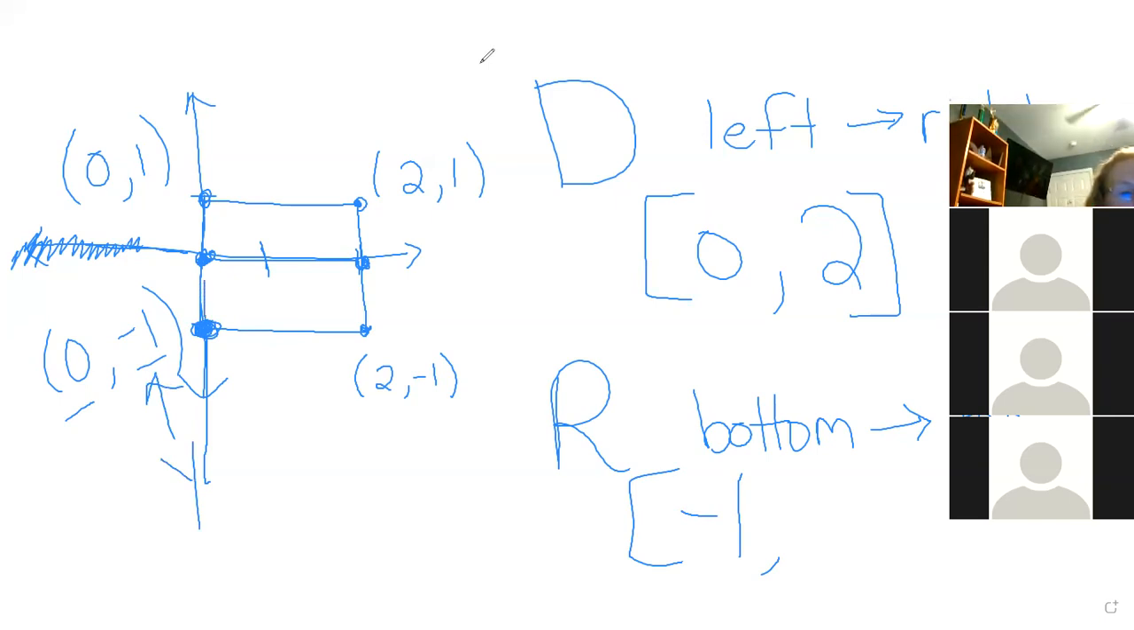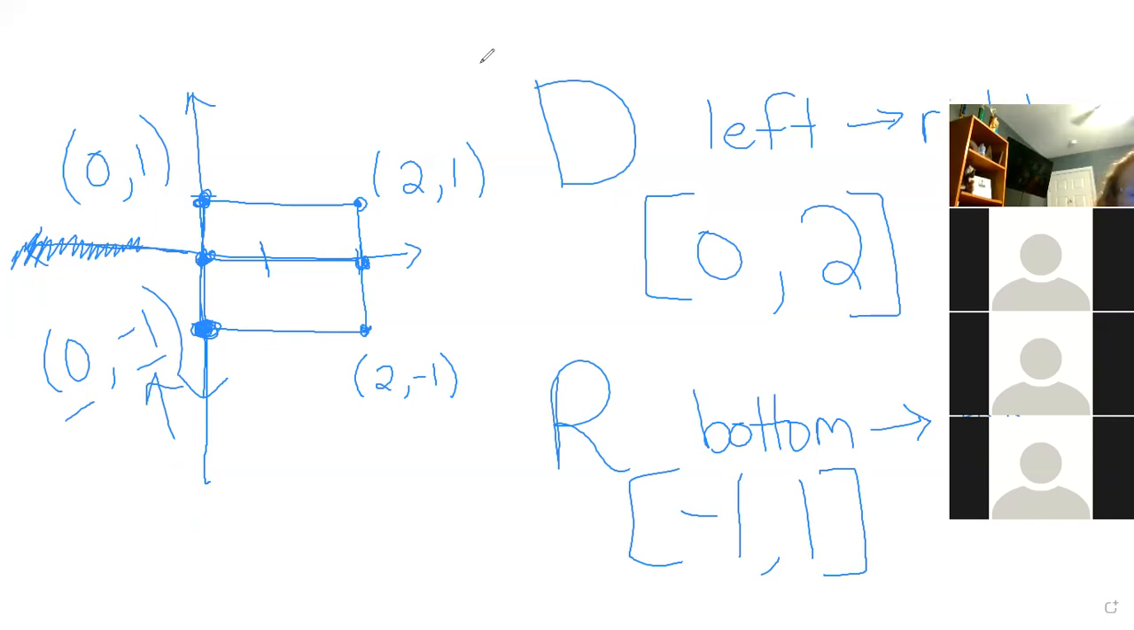And then our box goes all the way up until the very highest point that my box gets to, right here: 1. And once again, it touches it. And so that is my range right there. So my domain goes left to right. My range goes bottom to top.